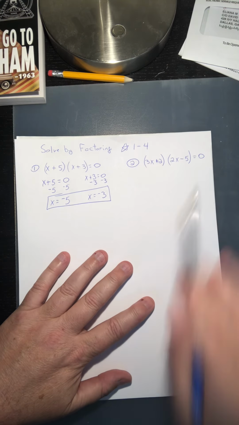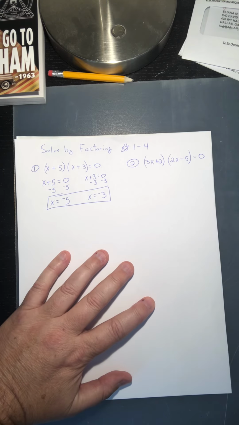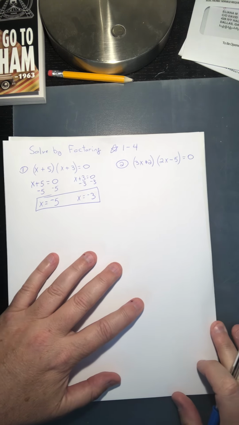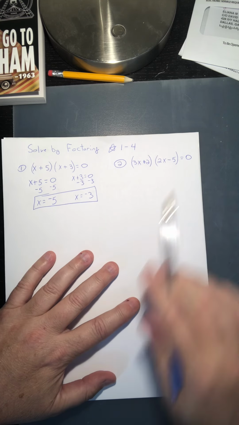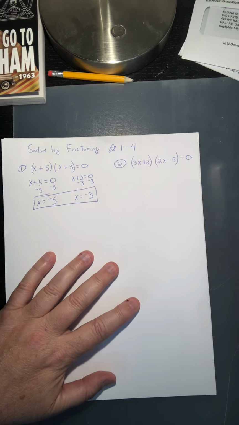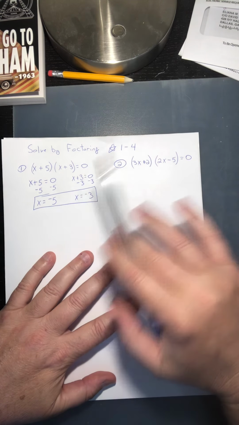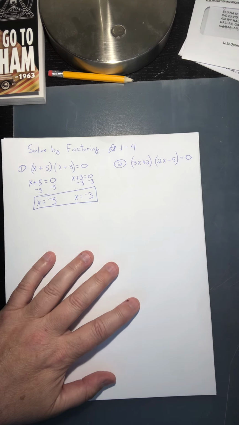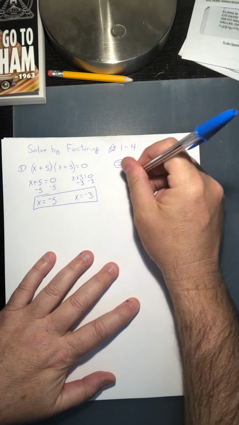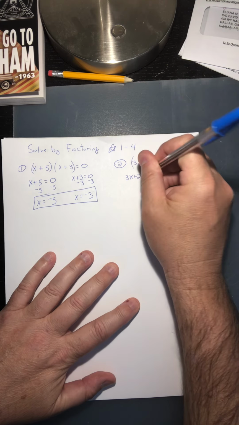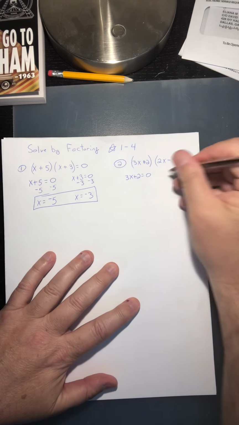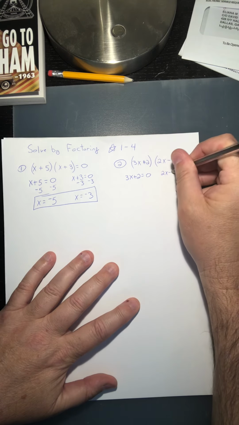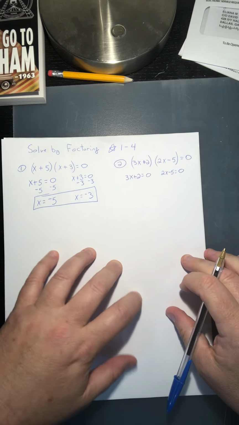All right, so number 2, again, it is already set up equal to 0. So it is ready to solve by factoring, and it's already been factored. Again, we had a trinomial. You got to kind of imagine that we had a trinomial. These are the 2 factors of that trinomial. So now we're going to take the first factor, which is 3x plus 2, and set it equal to 0. And then the other one is 2x minus 5 equal to 0.